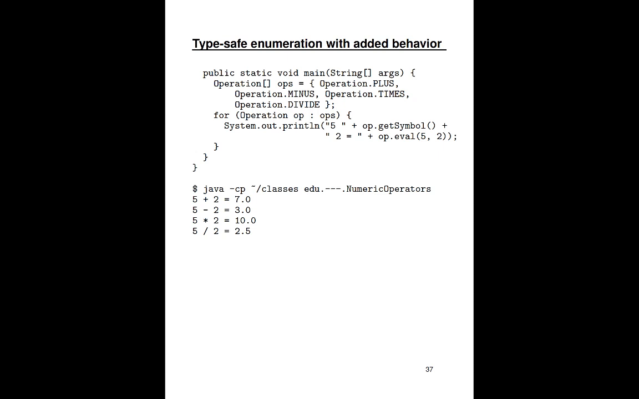Here's an example of how to do that. We go get all of our operations, so plus, minus, times, and divide, all of them. We iterate over them, and then we will perform each operation with two operands, 5 and 2. And then we'll print out 5, and then whatever the operation symbol is, and then concatenate 2, and that equals the result of evaluating that operation with 5 and 2. So when you run this program, you'll get 5 plus 2 equals 7, 5 minus 2 equals 3, multiplication, divide, etc.